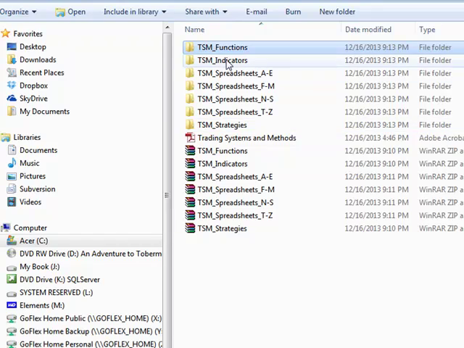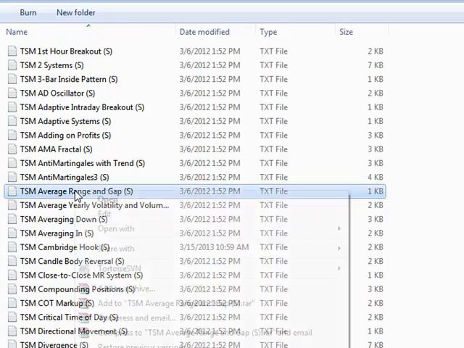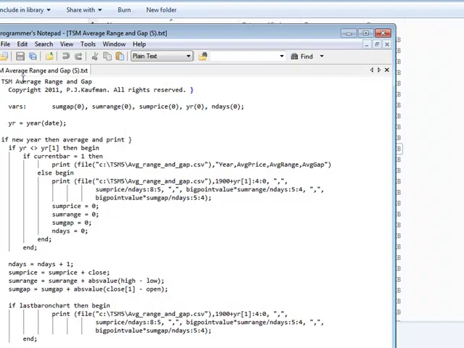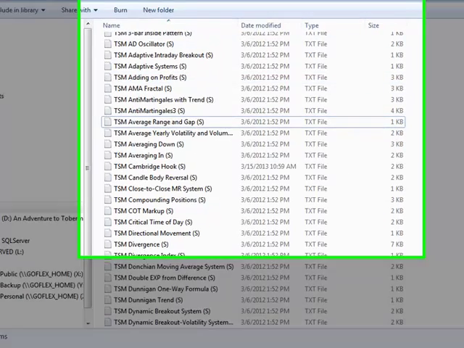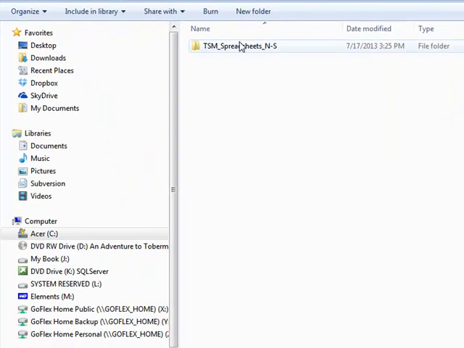Now, as I said, there's indicators, functions, and actual strategies written out in TradeStation. So let me just show you another example here. This average ranging gap, blah, blah, blah. Okay. So the other thing people need to be aware of is that there's a ton of spreadsheets here in Excel.